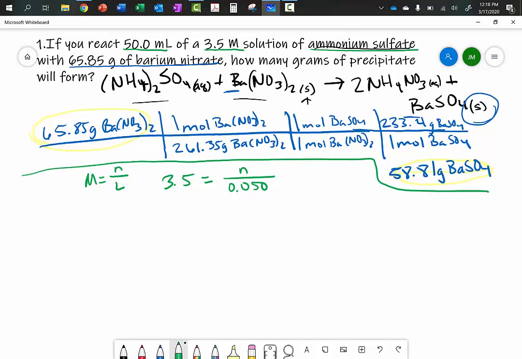And so here I'm going to get N is equal to 0.175 moles of NH4 2SO4. All right, remember we're not rounding till the end. If I just wanted to know how many moles, then that would be with sig figs 0.18. But since I am working all the way through to find my limiting reactant, I'm going to keep it as is. Now I have a starting point.